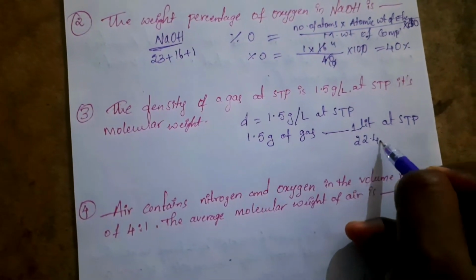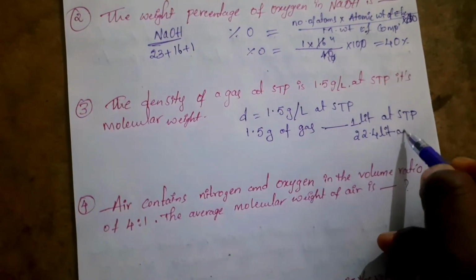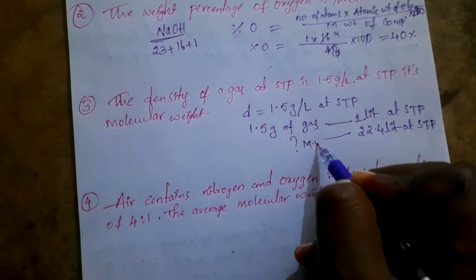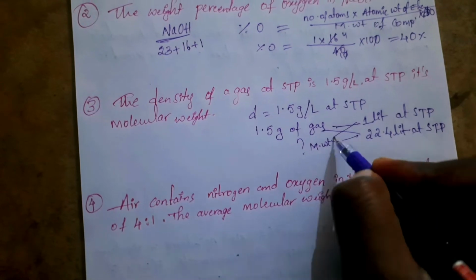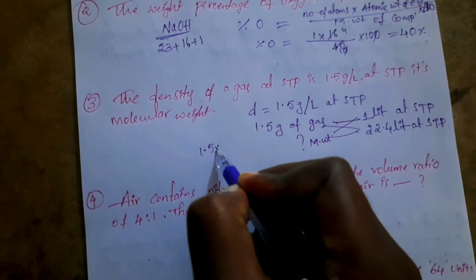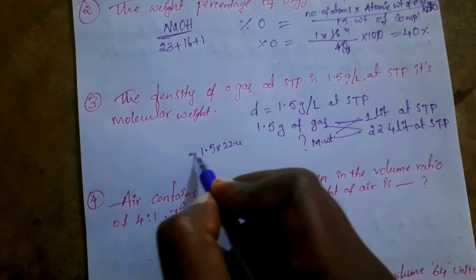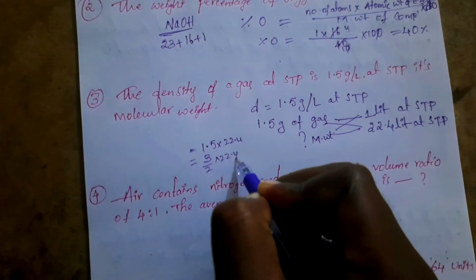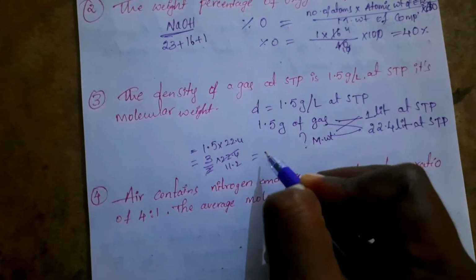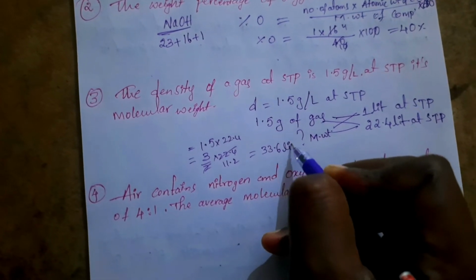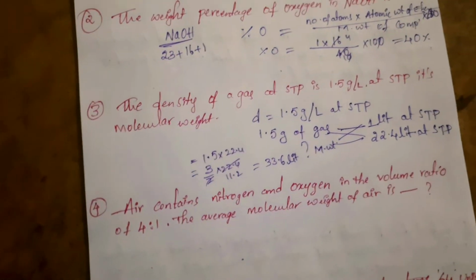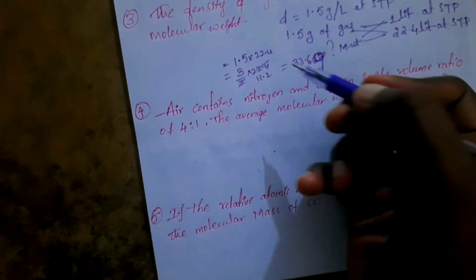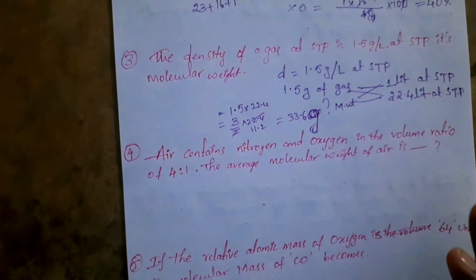Then 22.4 liter, that is nothing but the gram molar volume. Gram molar volume is equal to the molecular weight of the gas. Now do the cross multiplication, that is 1.5 into 22.4. Write 1.5 as 3 by 2 into 22.4, that is 11.2 into 3, which means 33.6. Sorry, they are asking molecular weight, so it is 33.6 grams. That is the molecular weight.